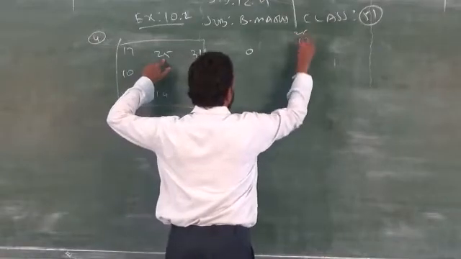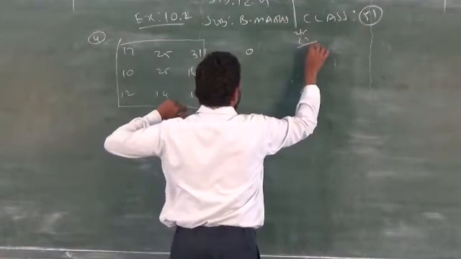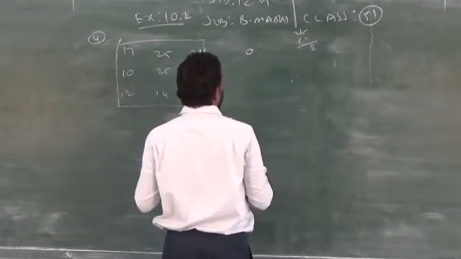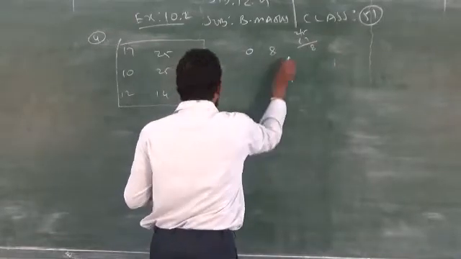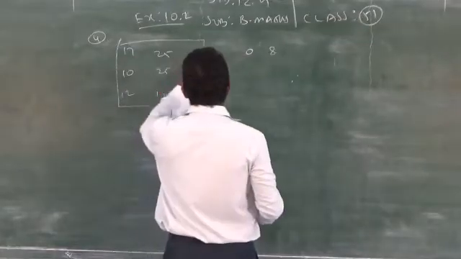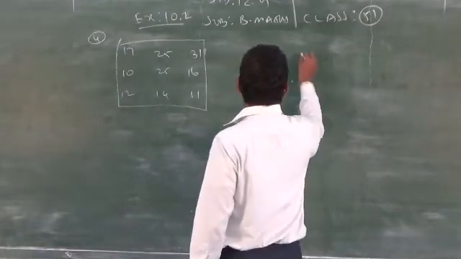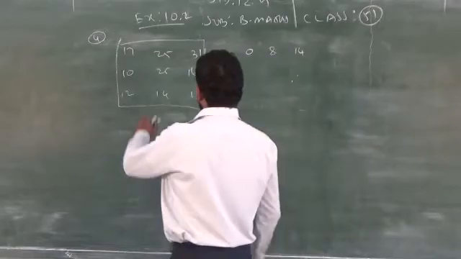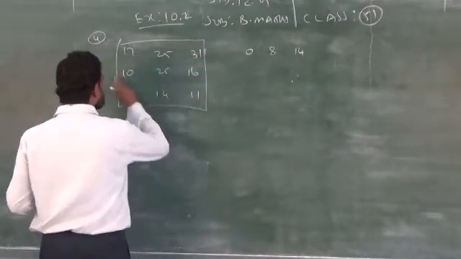25 minus 17, what will be the answer? 15 minus 7, 8. Clear? That is 8. Use a calculator. Then 31 minus 17, 14. I make this. Again you take the second row.